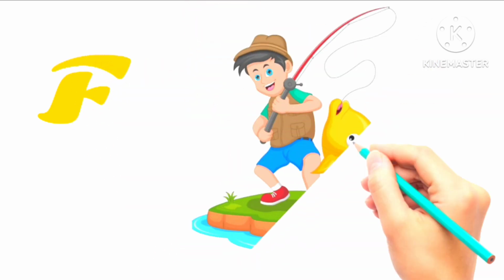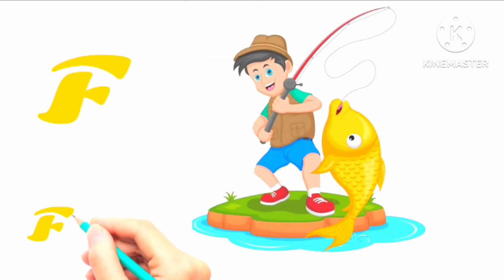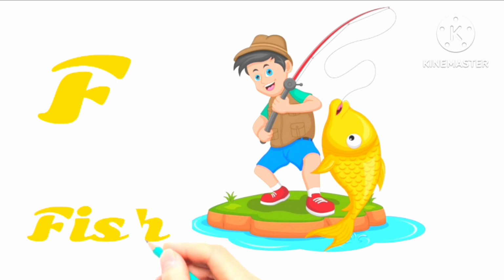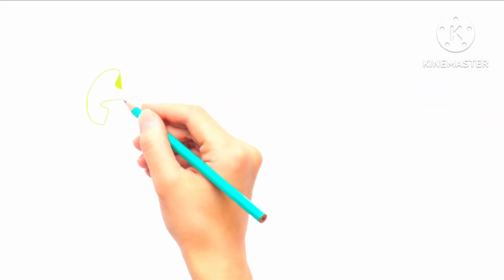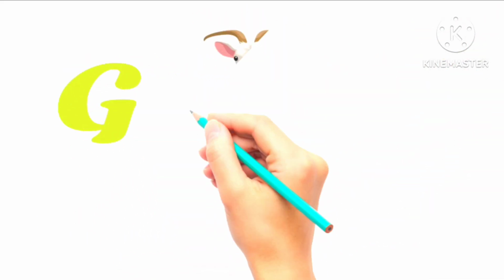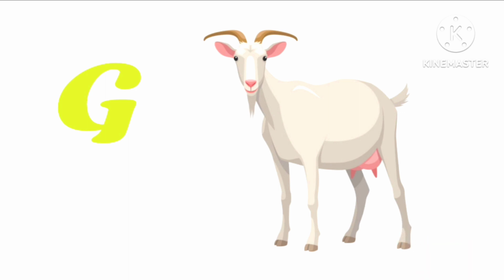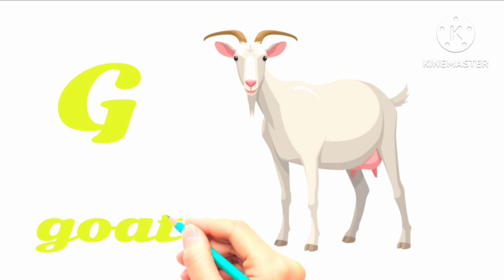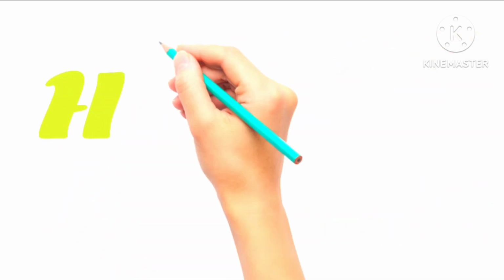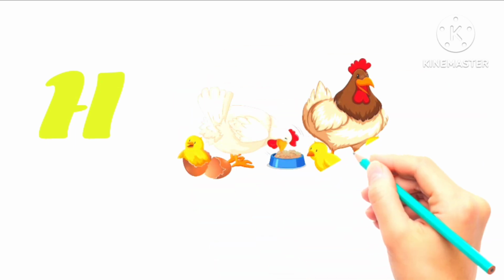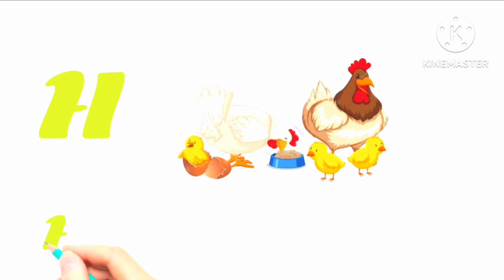F. F for fish. F-I-S-H, fish. G. G for goat. G-O-A-T, goat. H. H for hen. H-E-N, hen.